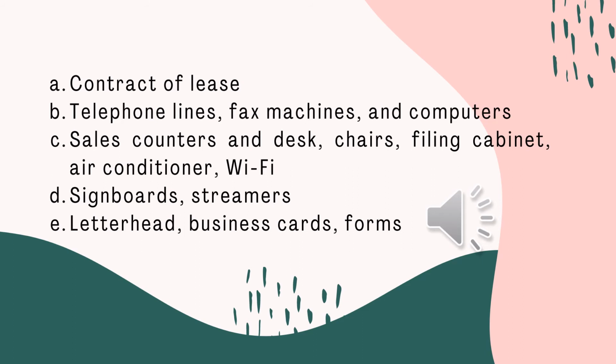Then C, sales counters and desks, chairs, filing cabinet, air conditioner, and Wi-Fi. Wi-Fi is important for a travel agency because you are transacting online. Signboards, streamers. These are your marketing paraphernalia. Letterhead, business cards, and forms.